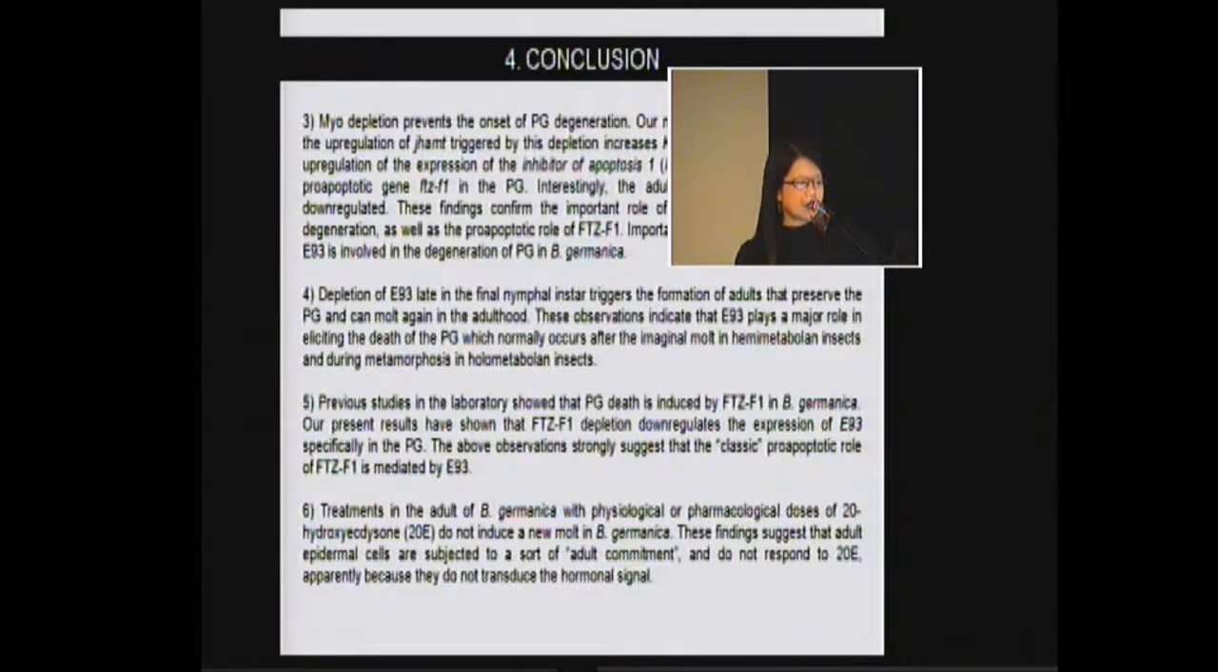Six, the treatments in the adult of Blattella germanica with physiological or pharmacological doses of 20-hydroxyecdysone, 20E, do not induce a new molt in Blattella germanica. These findings suggest that the adult epidermal cells are subjected to a source of adult commitment and do not respond to 20-hydroxyecdysone, apparently because they do not transduce the hormone signal.